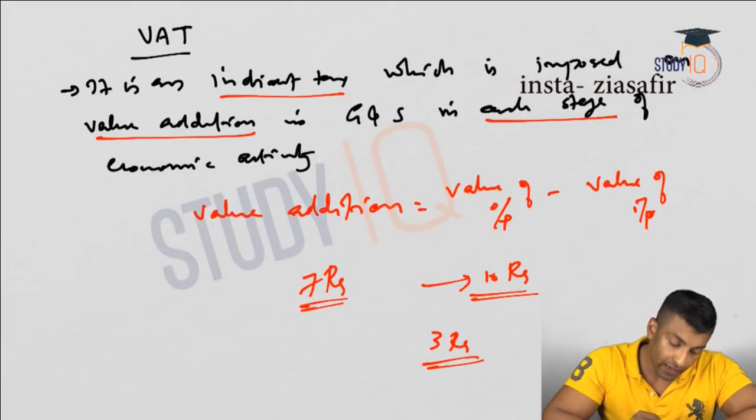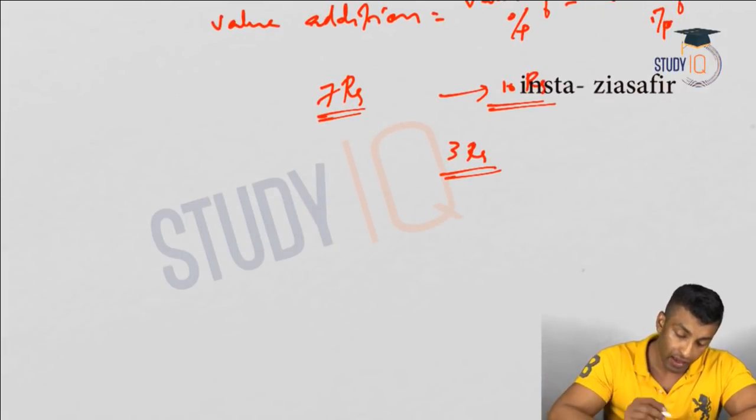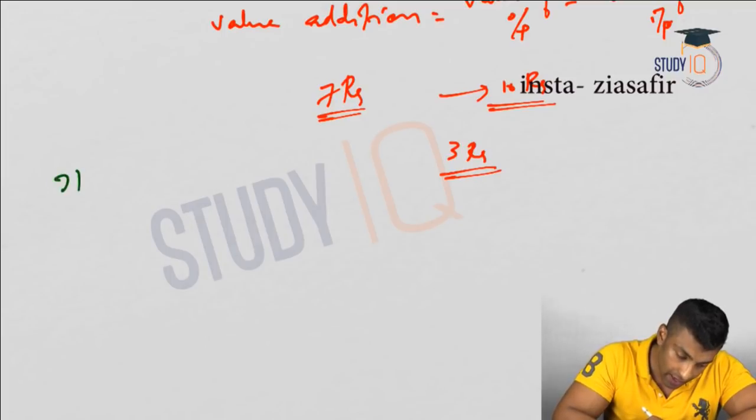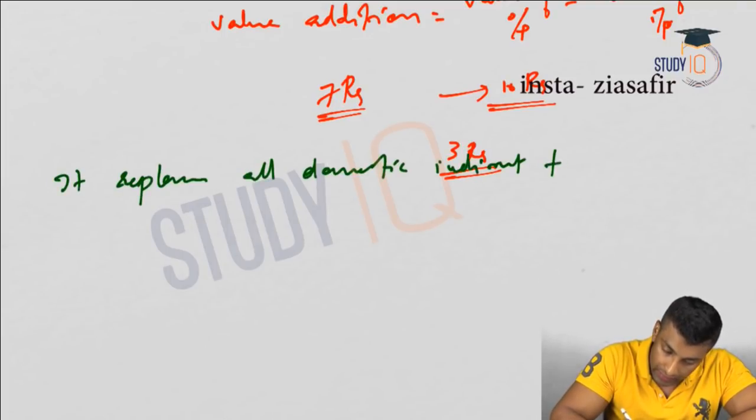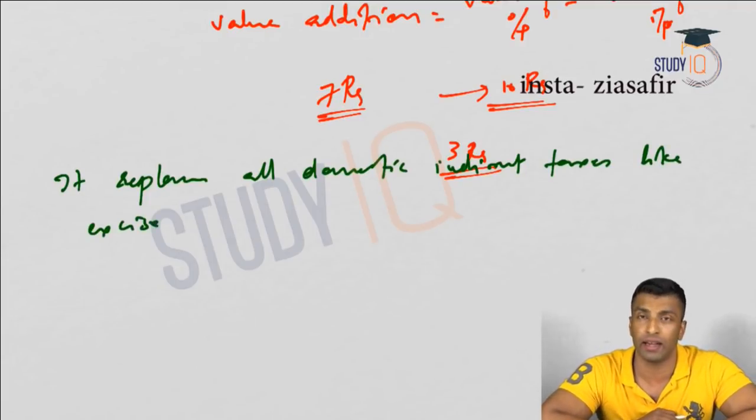So what is VAT? It is an indirect tax which is imposed on value addition in goods and services in each stage of economic activity. One more line that you can write is, it replaces all domestic indirect taxes like excise. I'll be talking about these taxes in detail after some time.